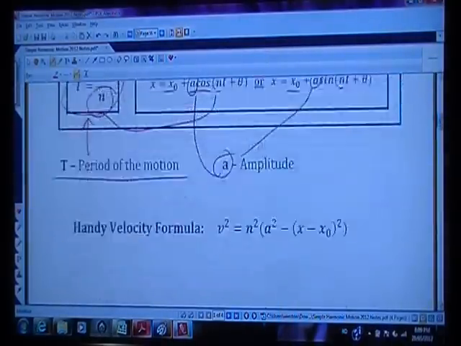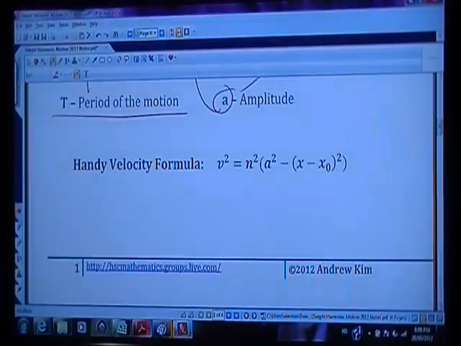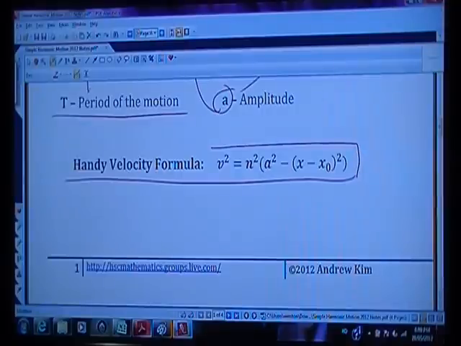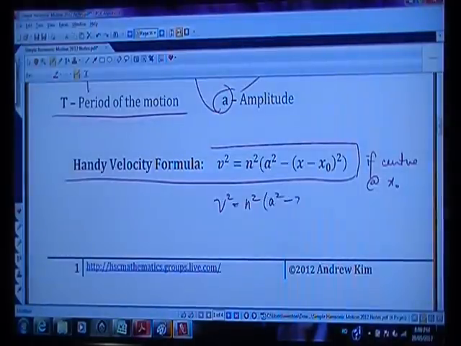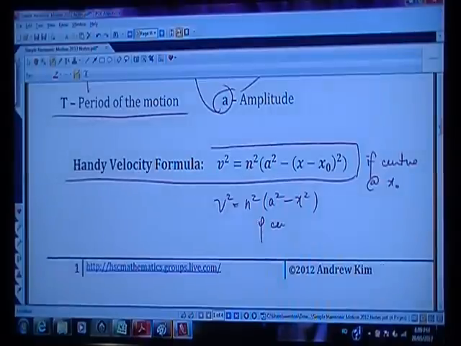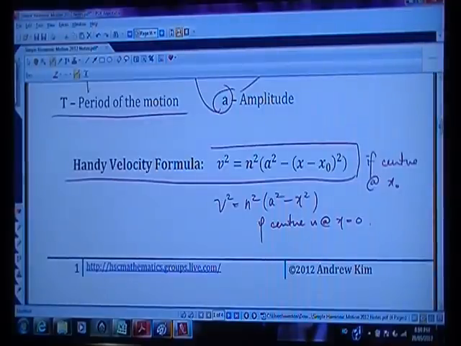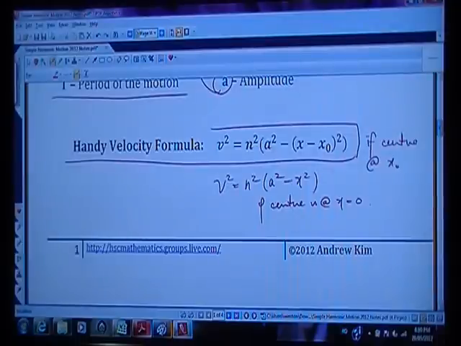Moving on, now a handy velocity formula, it just makes things quicker. If the center is at x naught, it's a different form. Otherwise it's just v squared equals n squared (a squared minus x squared), and that's if the center is at 0. Alright, hopefully that makes sense to you. If not, the examples will help you out.